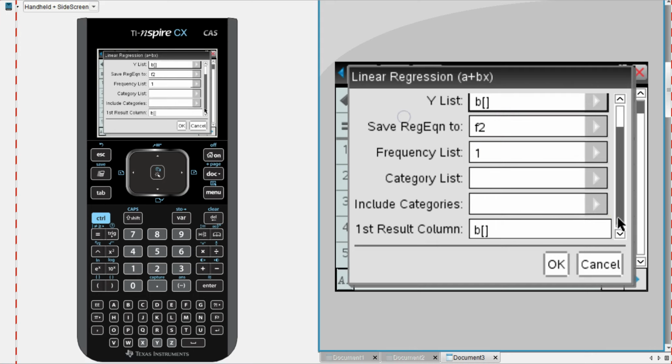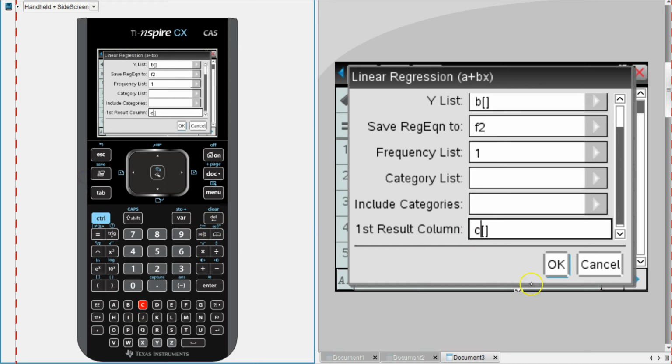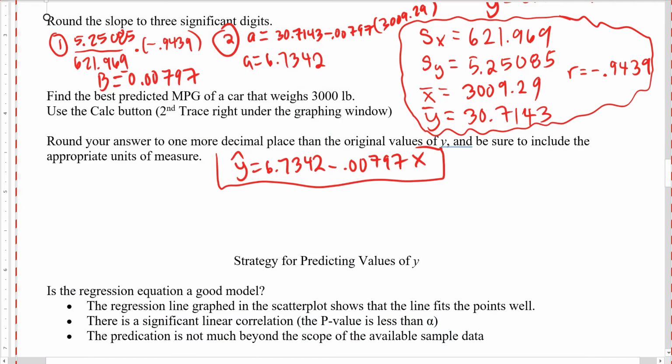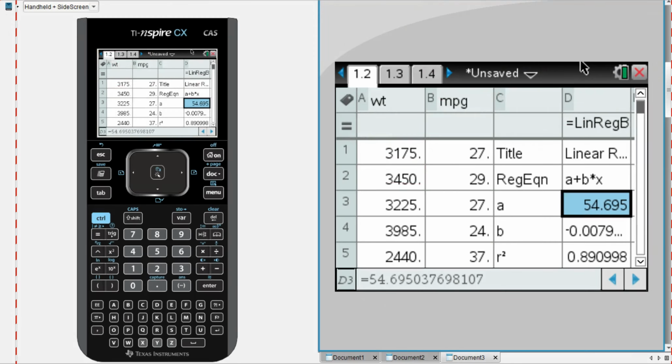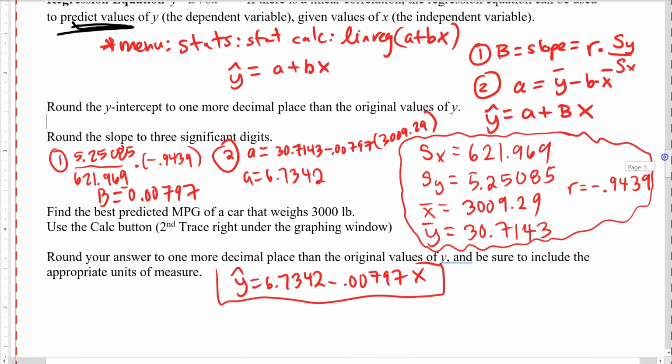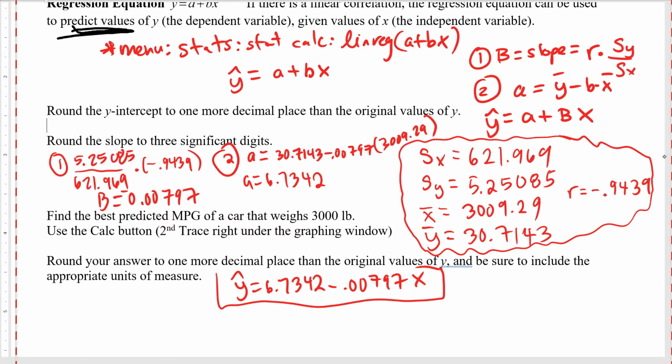Category, don't need to mess with any of that. Results, I need to put them in C. Our A is off. What did I do? Is our B? I think our B was dead on. So I might have messed up on one of the means. Let me double check. And if you see it already, you're probably screaming at your screen, which doesn't help me, but thanks.